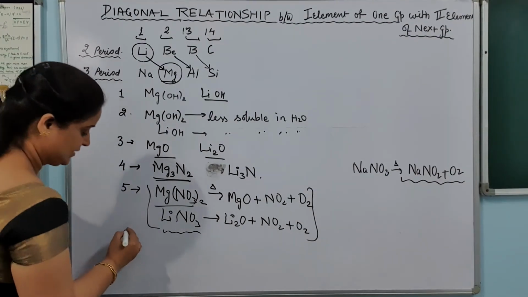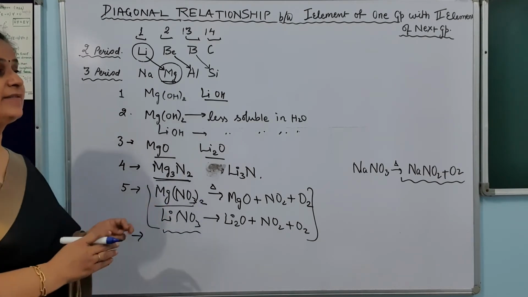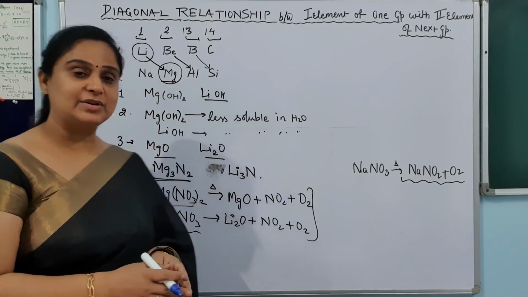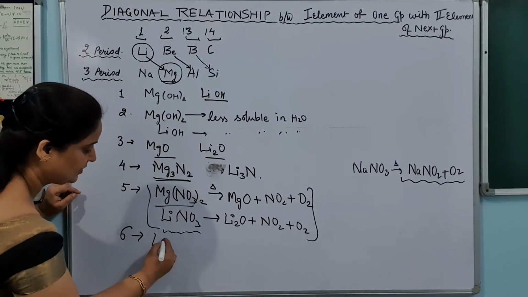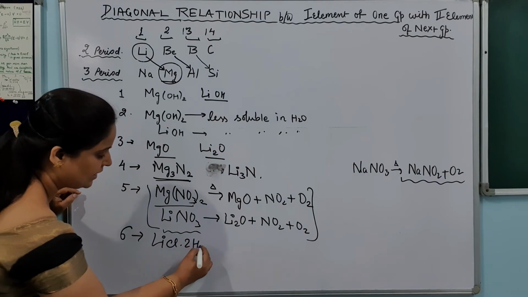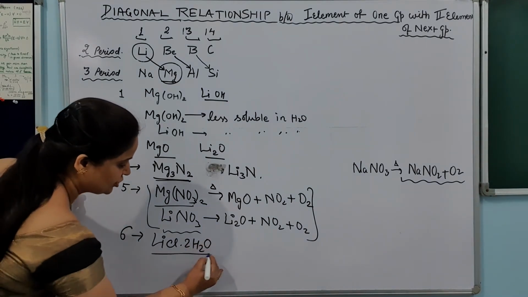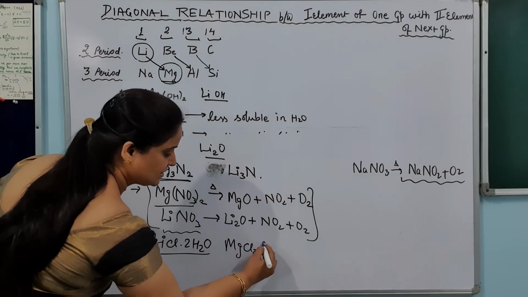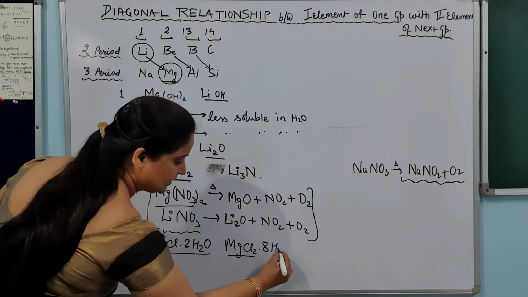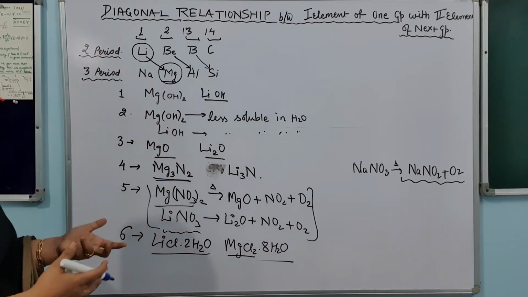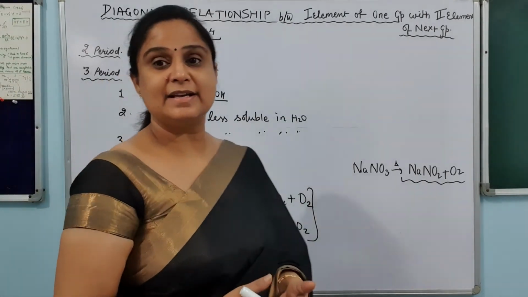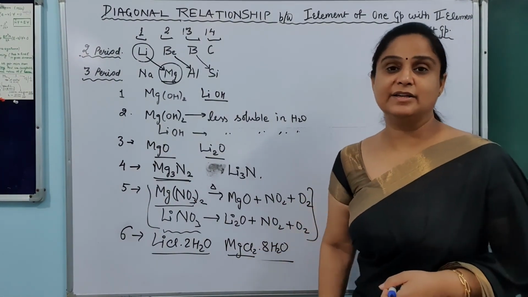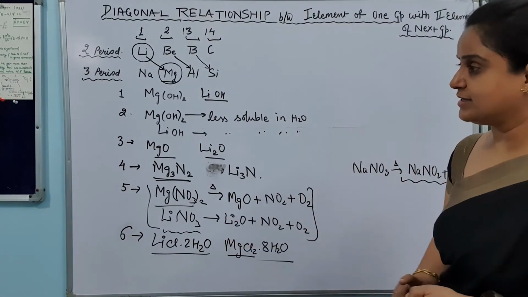The sixth point is that both of them have a tendency to make hydrated salts. We have already seen that lithium chloride exists as LiCl.2H2O. Same way, magnesium chloride exists as MgCl2.8H2O. So both of them exist as hydrates in their chlorides. These are the properties in which lithium resembles magnesium.